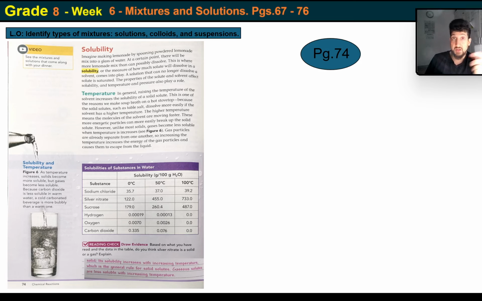And that's got to do with the collisions, right? But you don't have to worry about that at this stage. But generally speaking, if things are hotter, it helps the dissolving process. Solubility increases, solubility goes up as temperature goes up. If the temperature goes up, the solubility goes up. It's called a direct relationship.